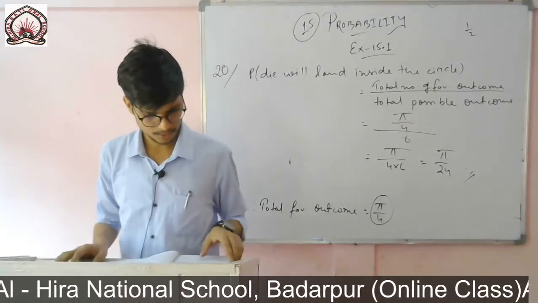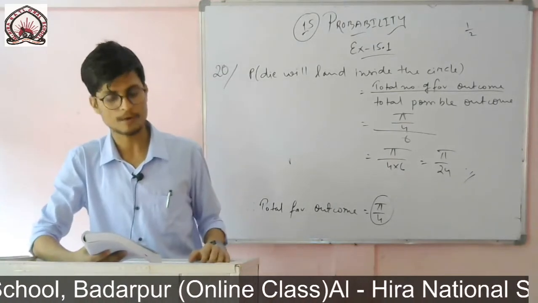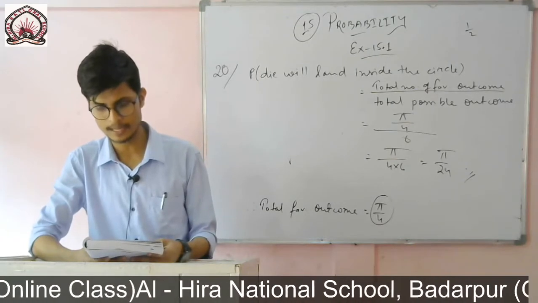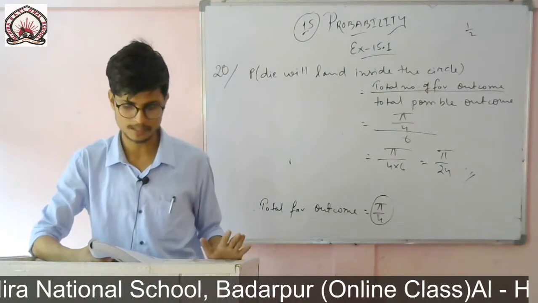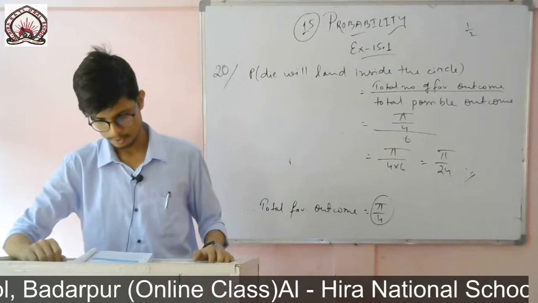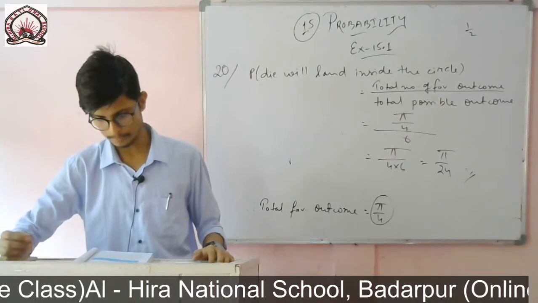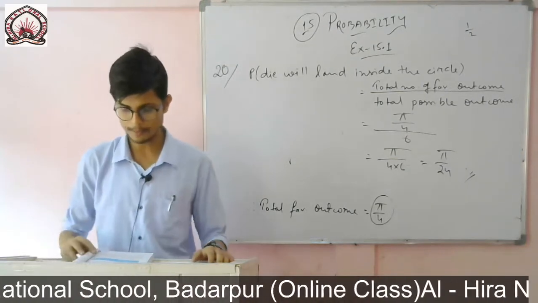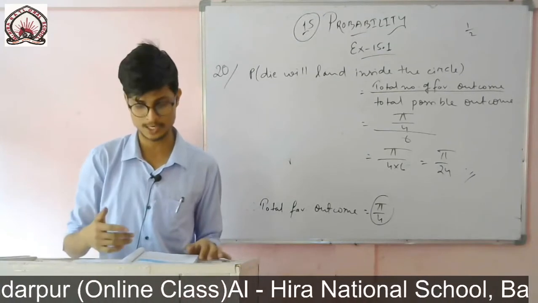So now you see question number 21. A lot consists of 144 ball pens, of which 20 are defective and the others are good. Nuri will buy a pen if it is good, but will not buy if it is defective. The shopkeeper draws one pen at random and gives it to her. What is the probability that she will buy it?